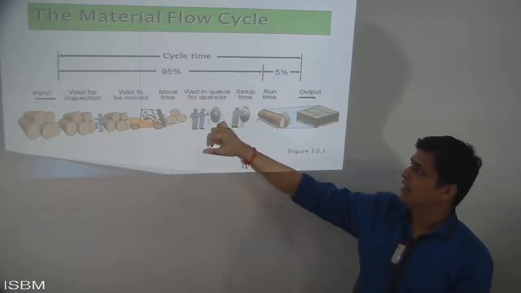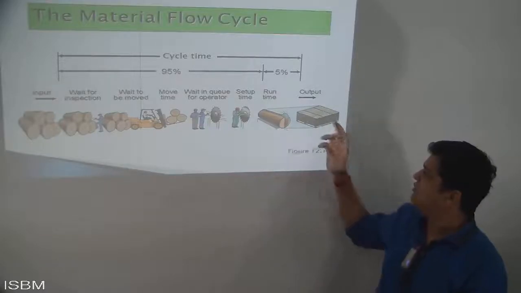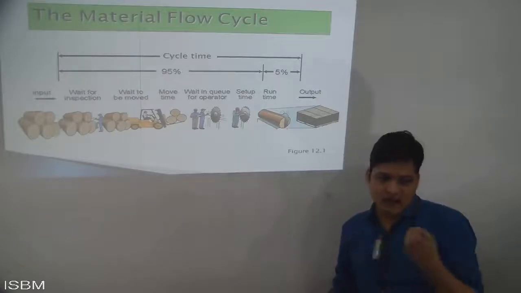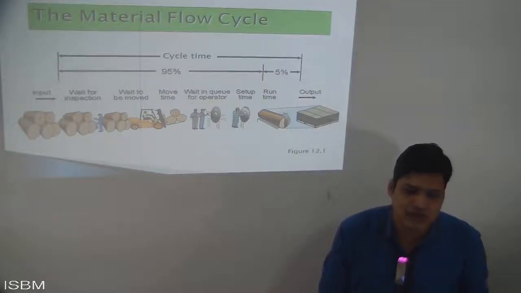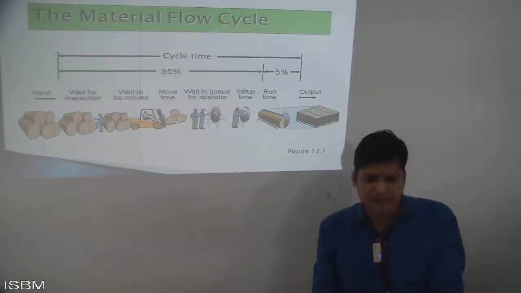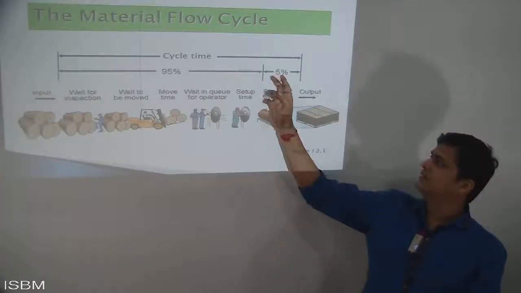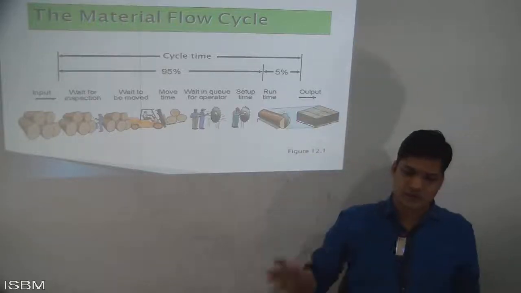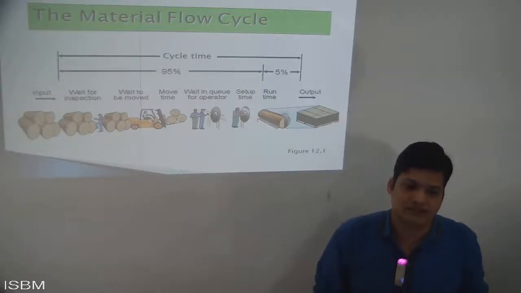Then setup. Might be some issue has come, so it will again be setup time. Then it is run time, and it goes to the output. So this is the total material flow cycle. The total 100% is bifurcated: 95% is the time from input to setup, and 5% is run time. You can see there it is run time, and it goes to the output. So this is the whole material flow cycle.